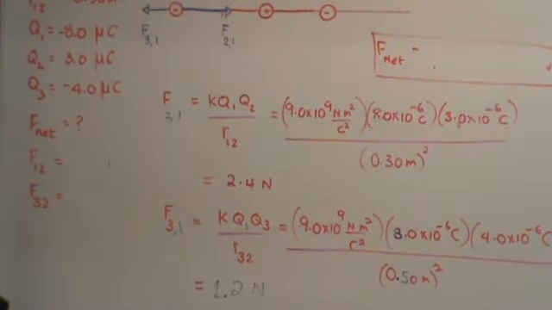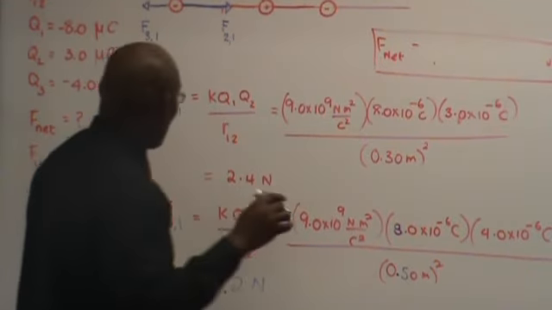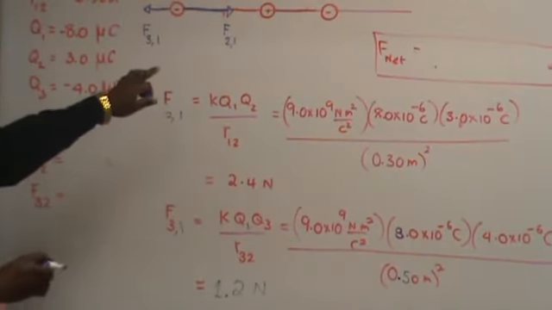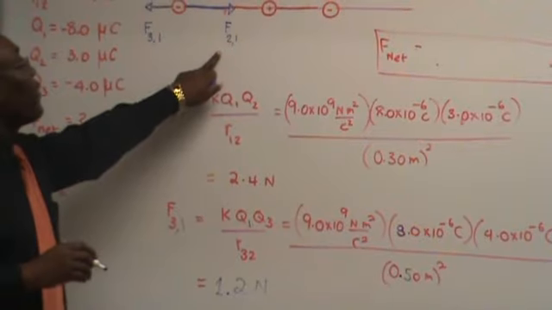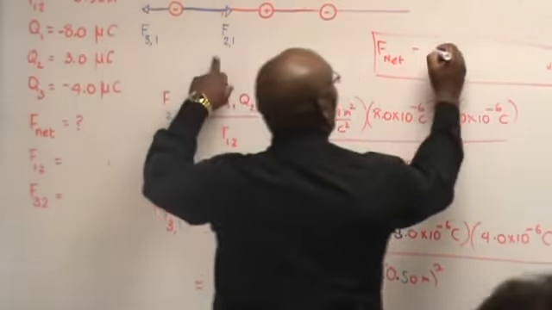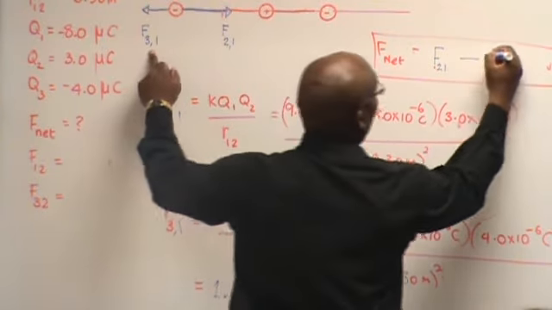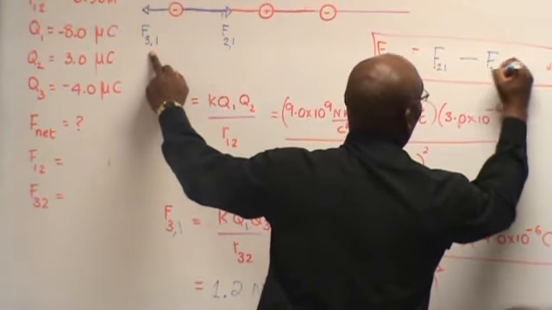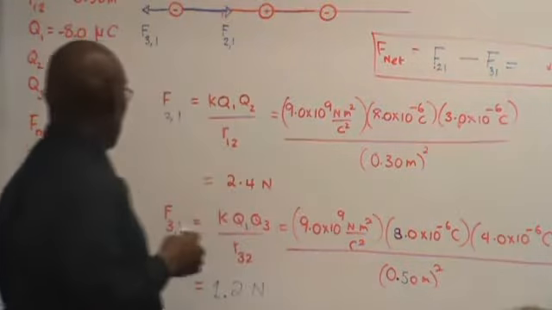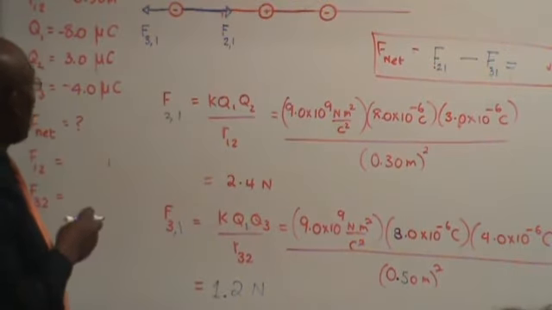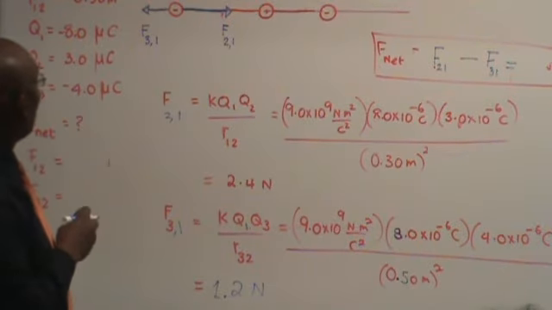It's okay. Let him stay there. He's robbing himself. Okay. So now we want the net force. What's the net force? F of 2 on 1 minus what? F of 3 on 1, which is what? Let me see. F21 minus F31, which is what?